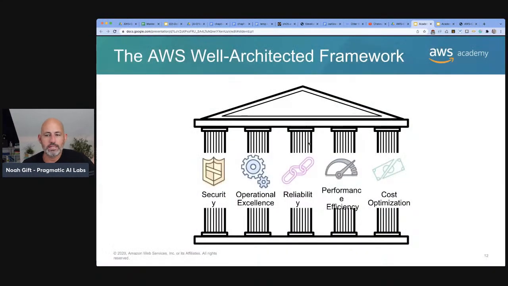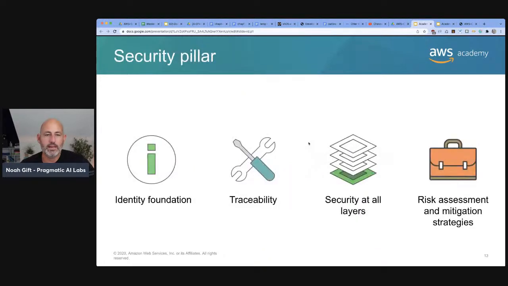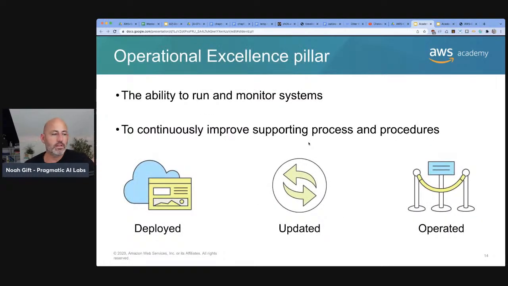So let's look at the well-architected framework here. This is a foundational skill to acquire if you're going to pass the certification for solutions architect. The pillars are security, operational excellence, reliability, performance and efficiency, and cost optimization, right? Those are the pillars of a well-architected system. And in terms of the security pillar, you would have the identity foundation, traceability, security at all layers, and risk assessment and mitigation strategies.